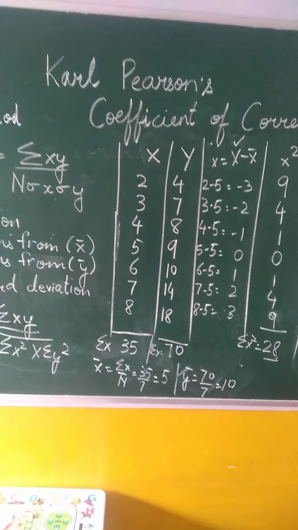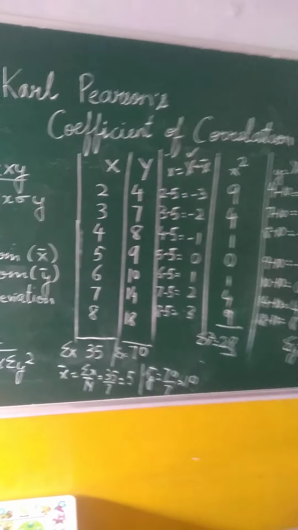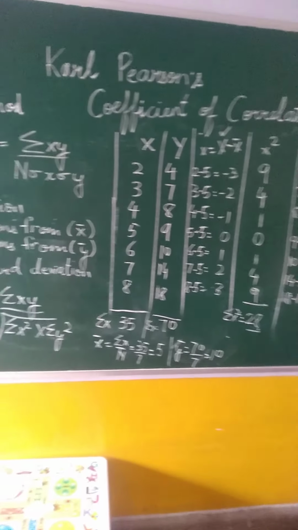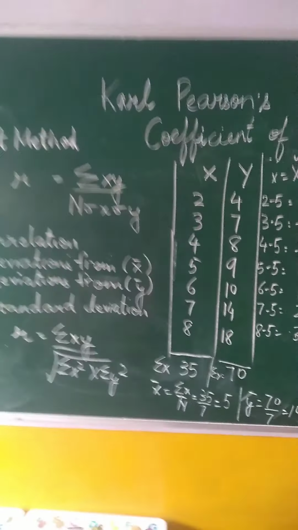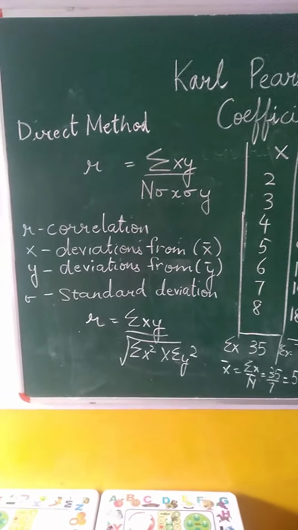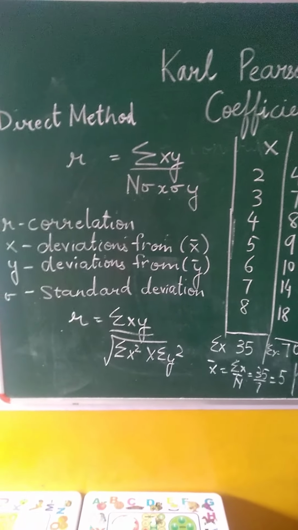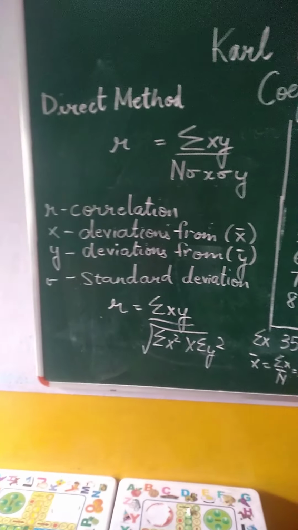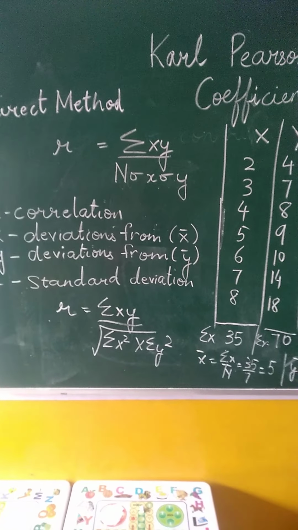So we are going to discuss Karl Pearson's coefficient of correlation. He has used three methods, as we used to find the mean: the direct method, the shortcut method and the step deviation method. Firstly, we will talk about the direct method.